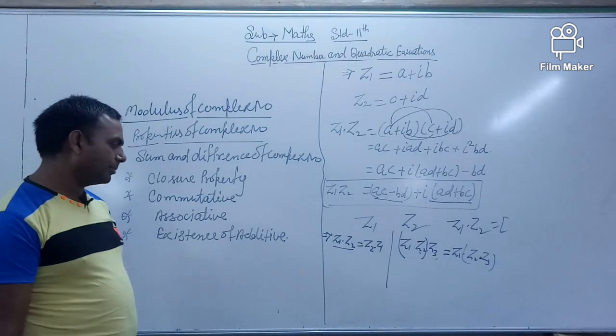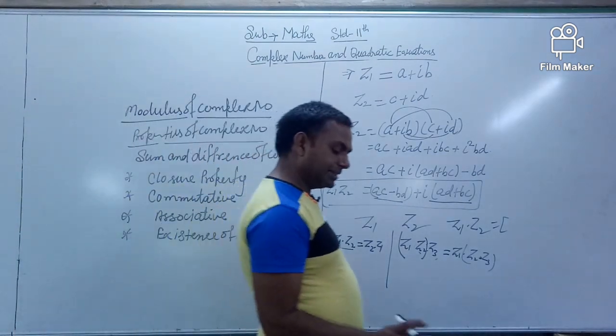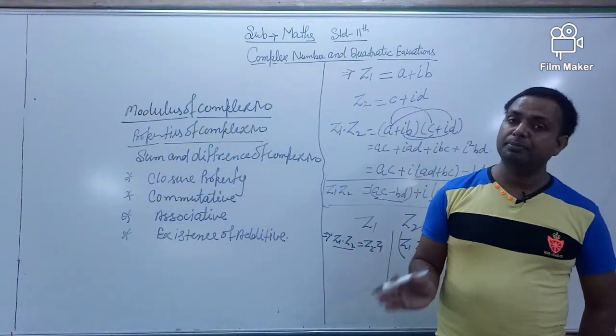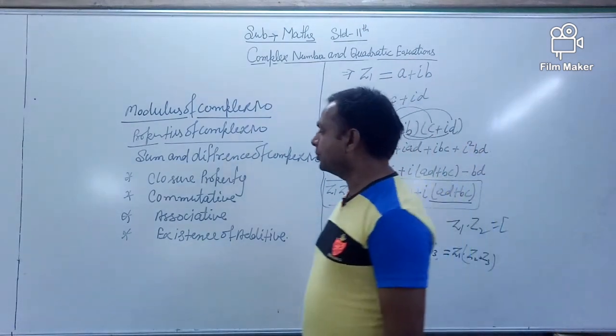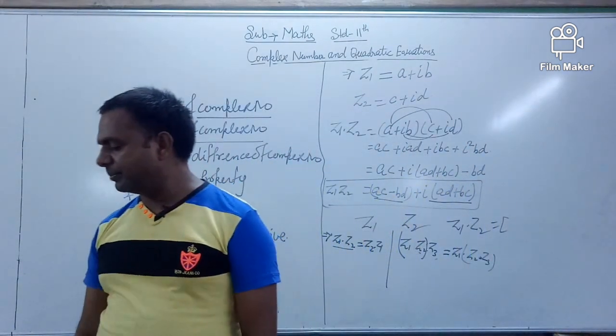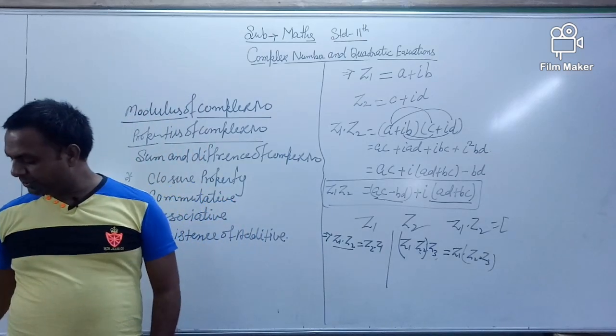Next is the existence of the identity. The identity of multiplication is 1. So if you multiply 1 with any complex number, the result is that same complex number.